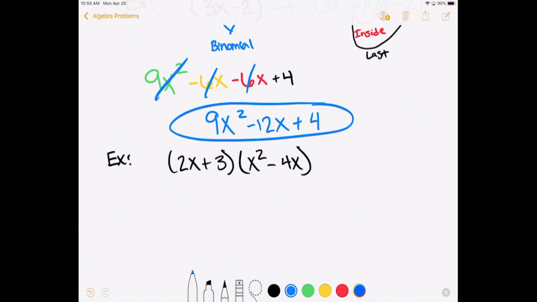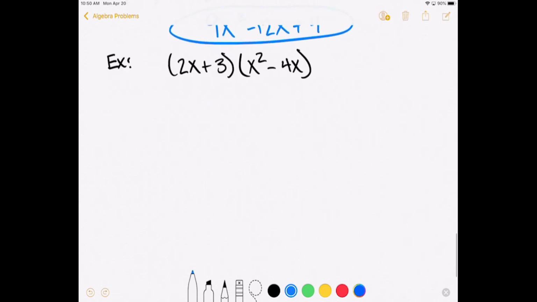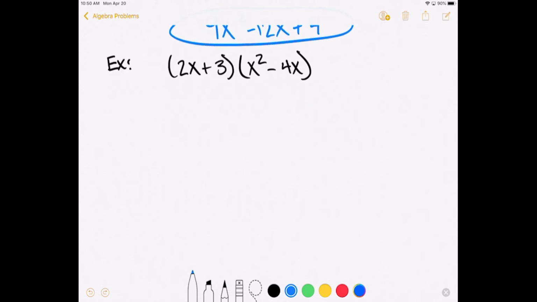And then good review for your Algebra 2 kids. This is in standard form of a polynomial, right? It has the highest power, then the next highest power, then the number last, or the constant last. And we would call this a quadratic trinomial because there's 3 terms. So good review there. So then one more, just to make sure we got FOIL down.